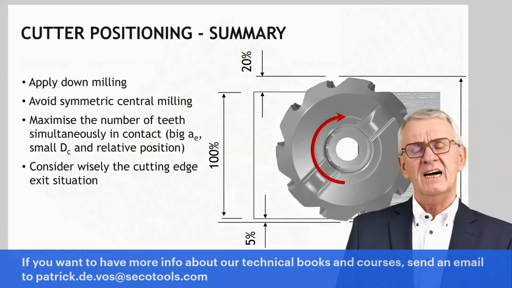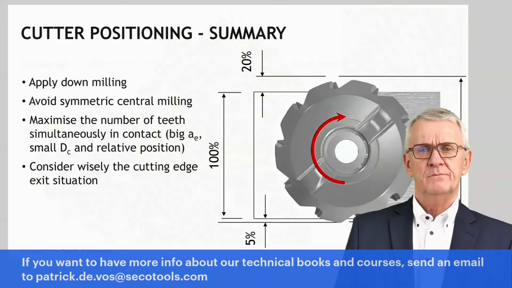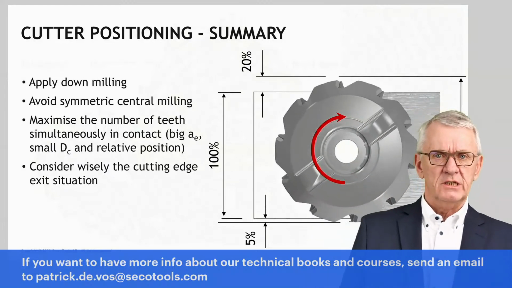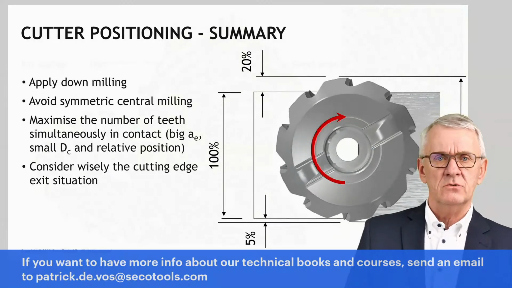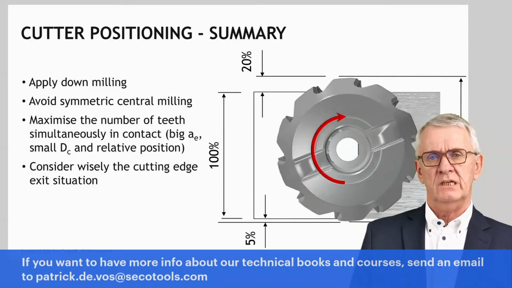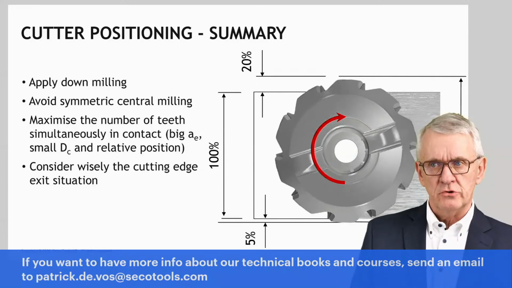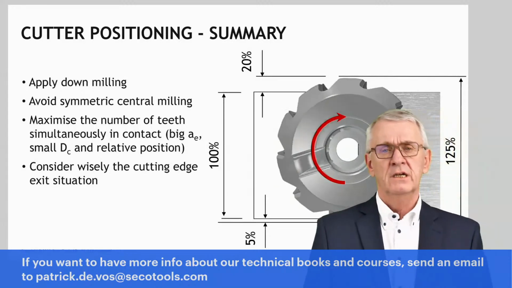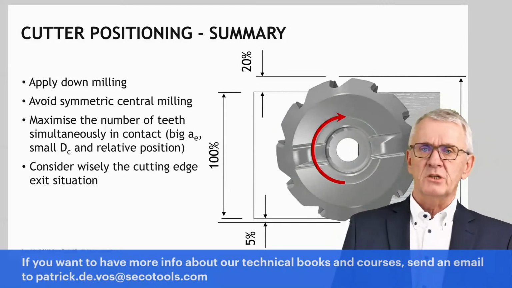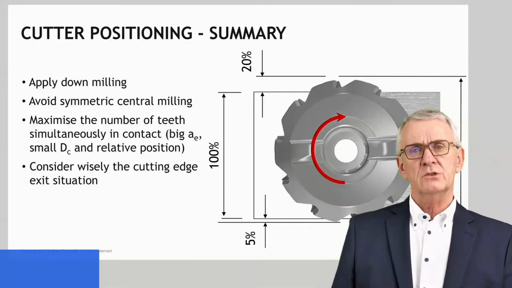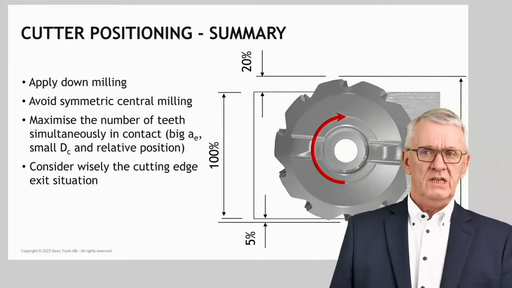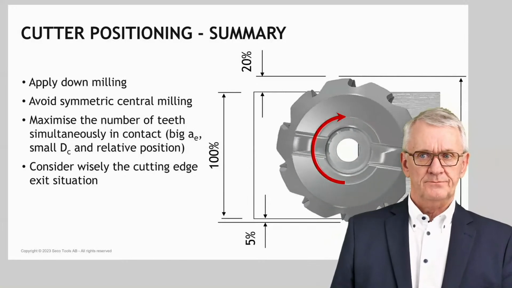What is behind this are 5 things, I would say. If possible, and in 95% of the cases it is possible, apply down milling. Only advantages. There are some specific cases where we do it differently. Avoid symmetric central milling; you only have problems with that. Or problems is perhaps a big word. You have issues with that. That's why slot milling with an end mill is a bit of a complex operation, because there you have symmetric central milling.